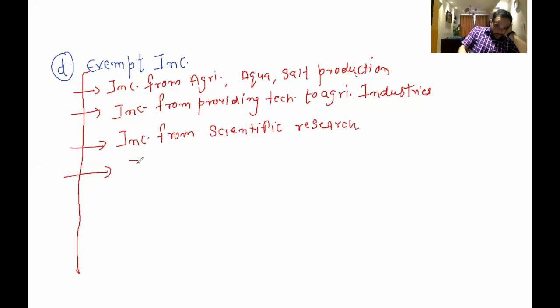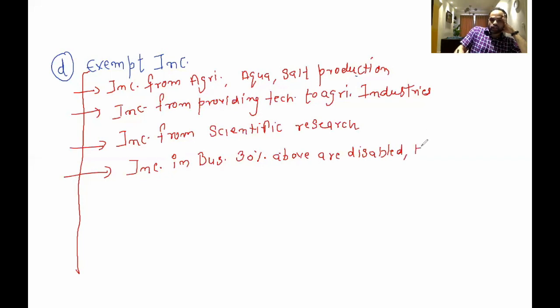Okay, next one is income in a business in which 30% or above of the people, 30% or above of employees, are disabled or HIV positive, right? So if in any kind of business, 30% or above of employees are disabled or suffer from HIV positive, that business doesn't have to pay tax.